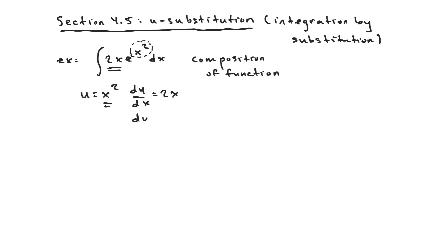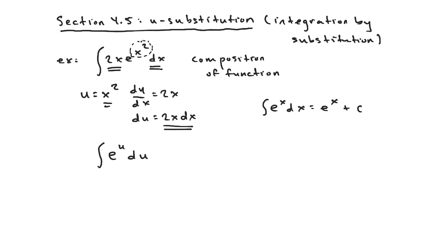Okay, and so what we see on the main line of the integral is 2x dx, which we can substitute du for. And then e to the x squared is just going to become e to the u. So now I can rewrite this integral as e to the u du. And if you remember, when we were looking at integrals before, we said e to the x dx is equal to e to the x plus c. Here we have e to the u du is equal to e to the u plus c.